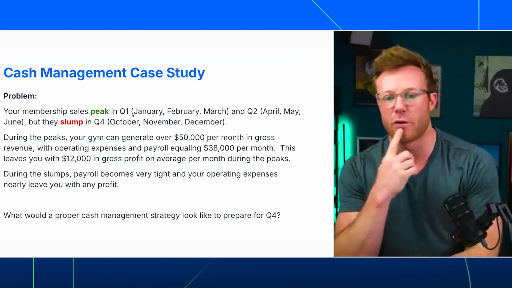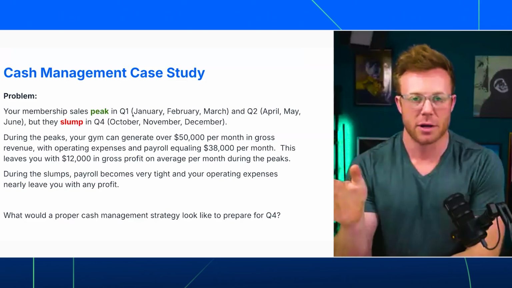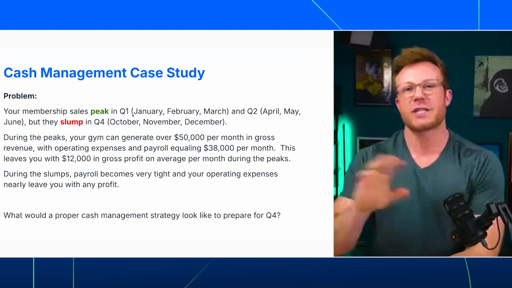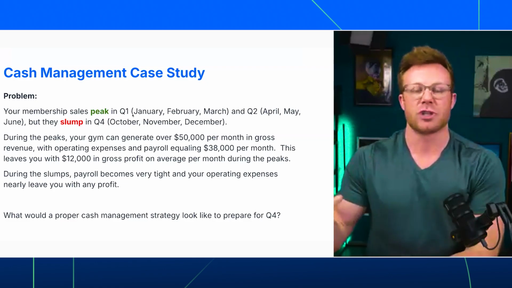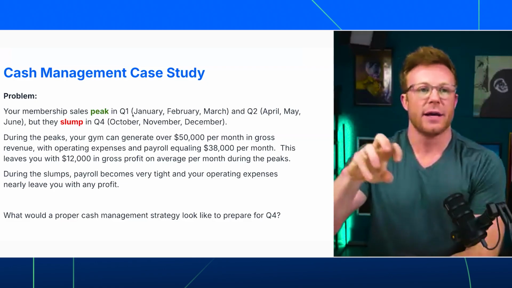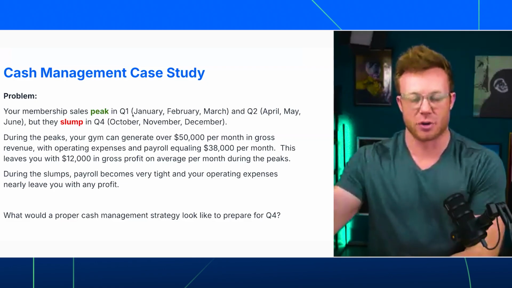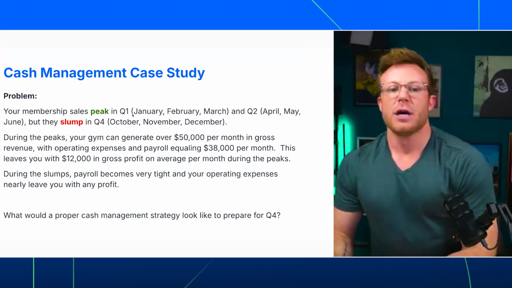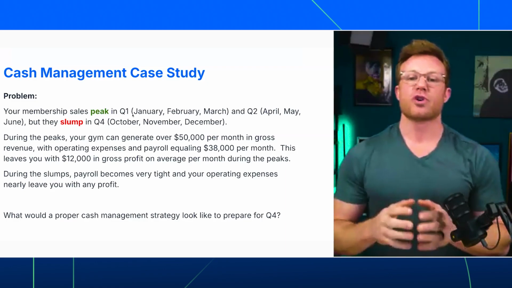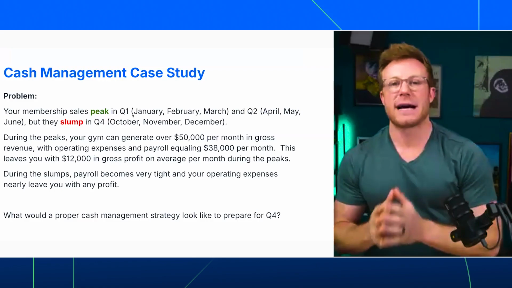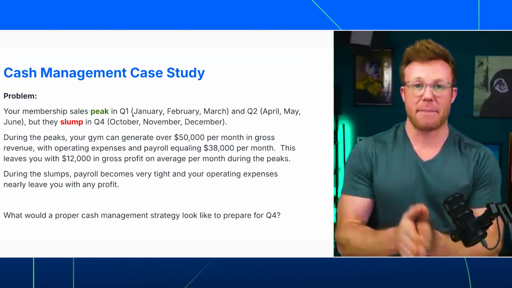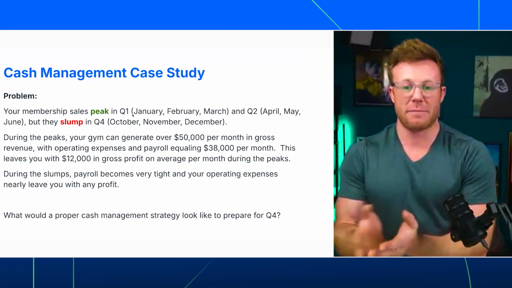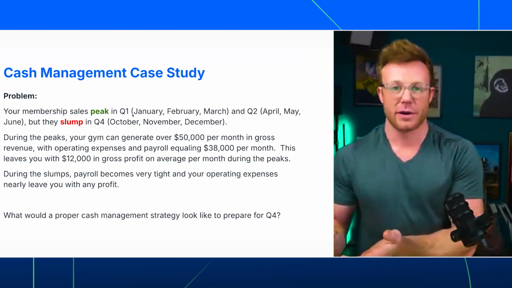historically you slump in Q4, October, November, and December. It's the holidays. People are traveling. You just have never been able to make it click in Q4. And it's mainly due to the lifestyle and the economy and all the kind of stuff that happens during those months in the United States. Now, during the peaks, your gym can generate over $50,000 per month in gross revenue. And your operating and payroll expenses are only about $38,000 per month.